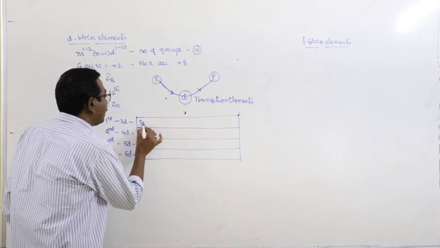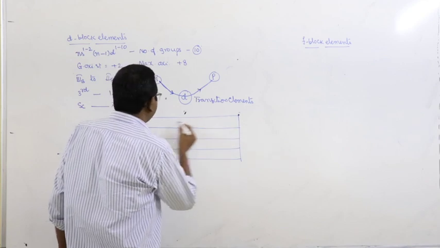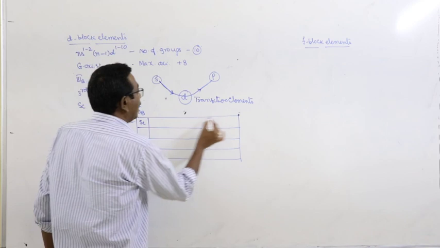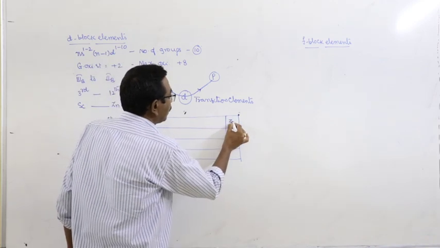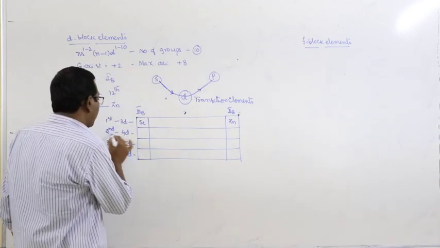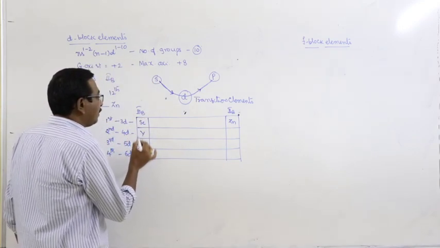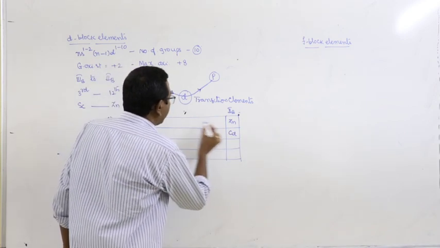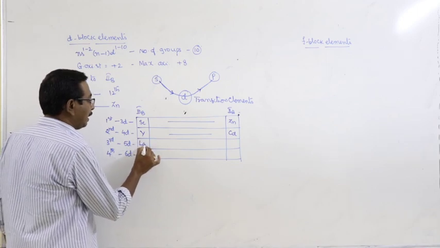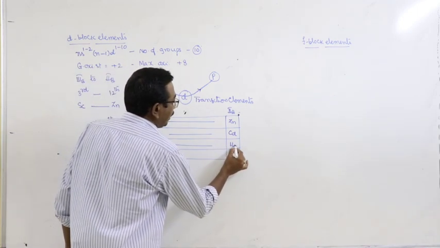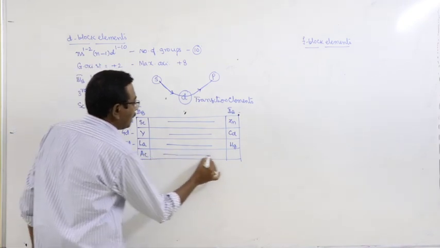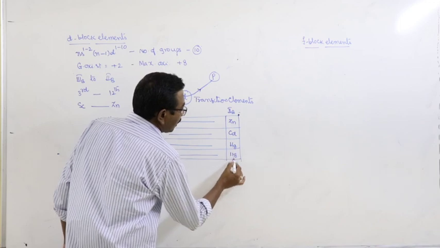The 3d series begins with scandium and ends with zinc. That is the second B group. The 4d series begins with yttrium and ends with cadmium. The 5d series begins with lanthanum and ends with mercury. And the 6d series begins with actinium and ends with the element with atomic number 118.